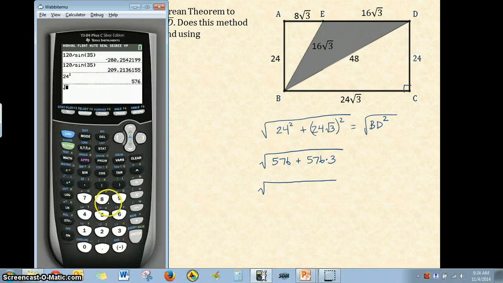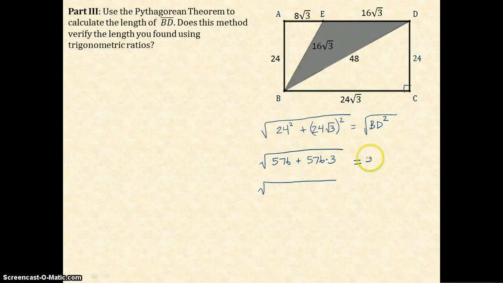So the square root of 576 plus 576 times 3 is 48. So does this method verify the length you found using trig ratios? Yes, it does.